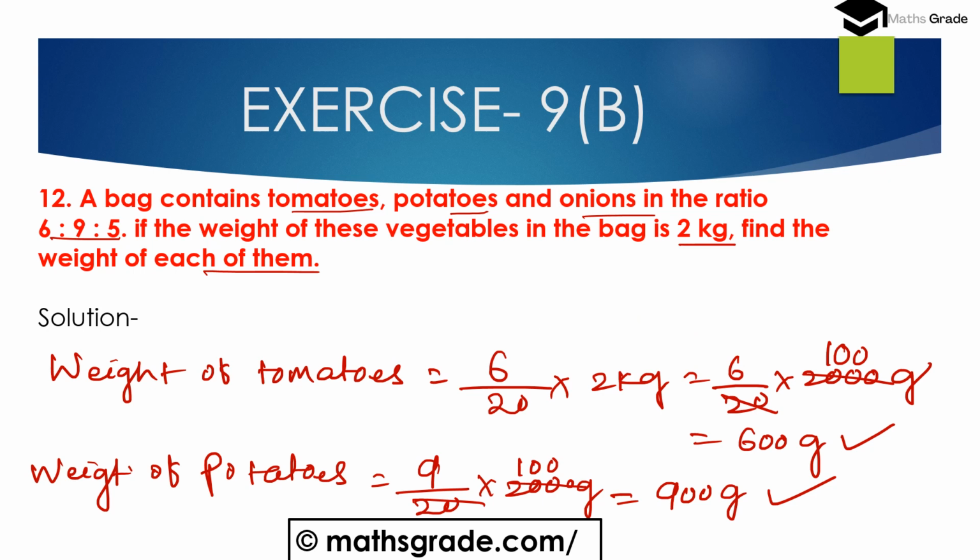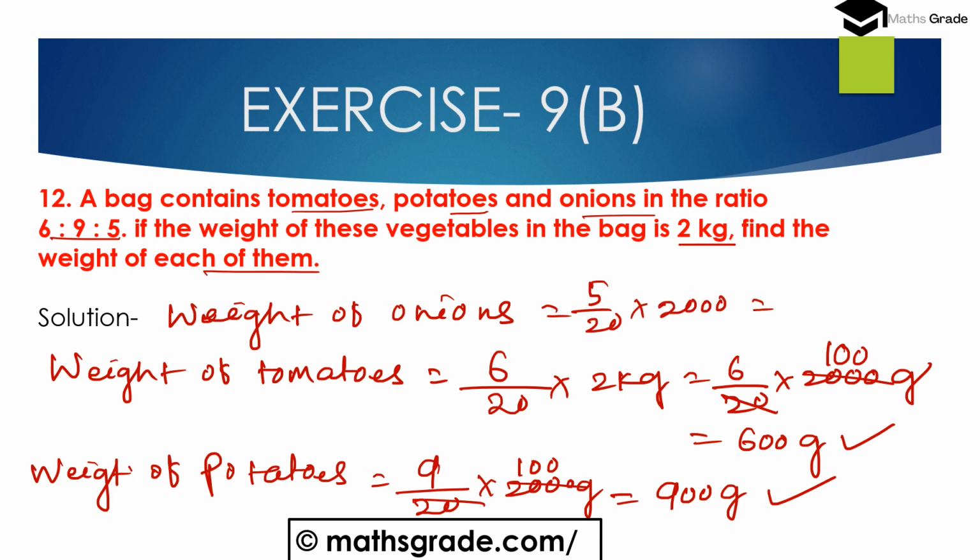Now weight of onions will be 5 divided by 20 multiplied with 2000 gram, which is equal to 5 multiplied by 100, that is 500 gram. So weight of onions is 500 gram, weight of tomatoes is 600 gram and weight of potatoes is 900 gram.